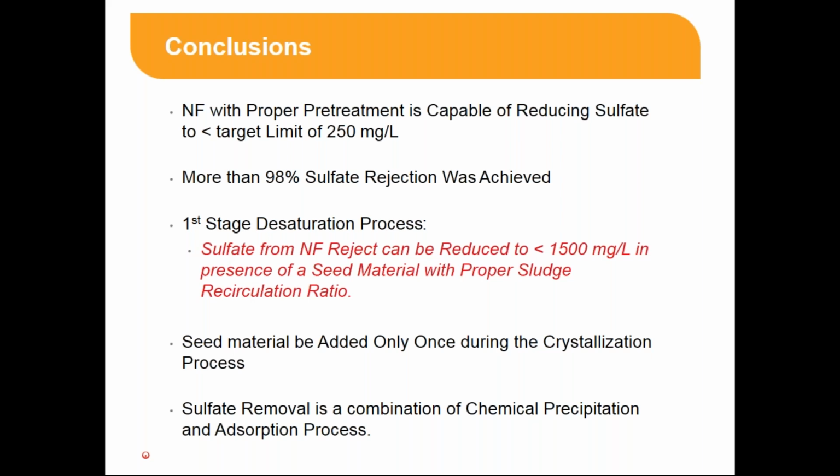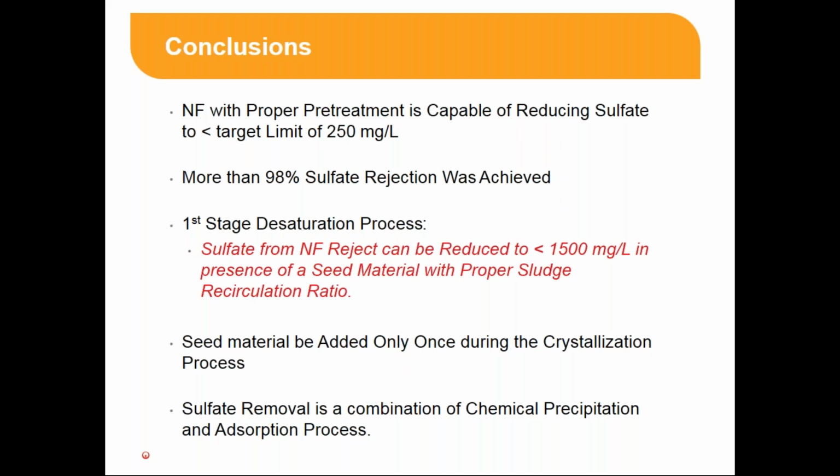Please note that you need to have a good seed material. When I say seed material, typically it's a one-time addition of calcium sulfate hemihydrate, which is plaster of Paris, or you can add gypsum as a starting material to start the formation of calcium sulfate. Also, please note you need to have a good sludge recirculation. 10 to 1, 15 to 1, 20 to 1 is a good starting point, and based on the application you can increase or decrease the sludge recirculation ratio. And as I said, your seed material is added one time. If necessary, you can keep adding it, but I would suggest you add it only one time.